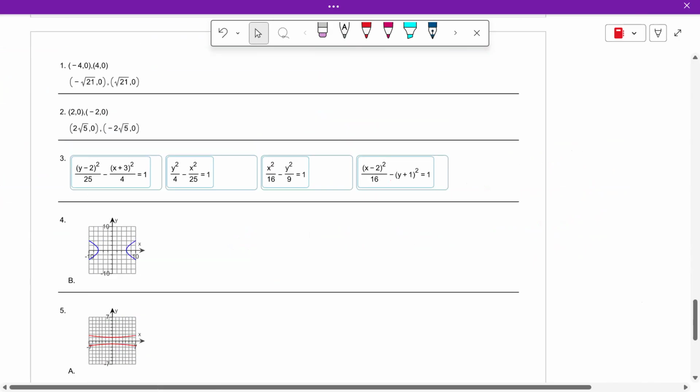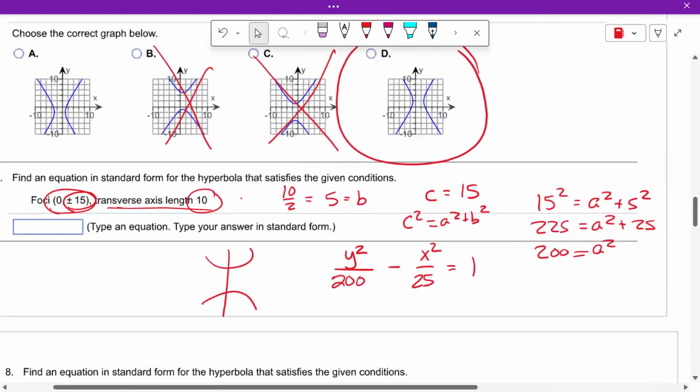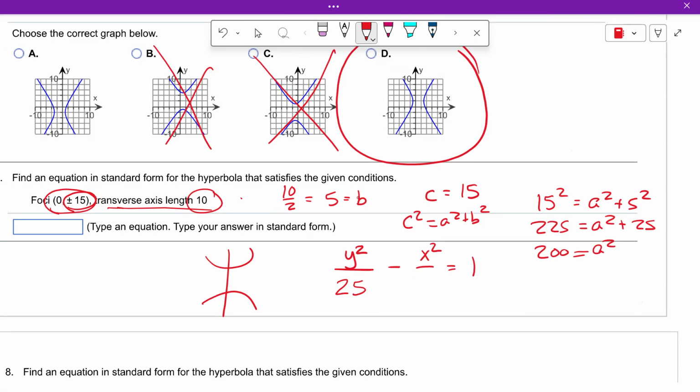So the transverse axis is the major axis, not the minor axis. So this is actually A, not B. So that's why it's 25 and 200. Sorry about that. So this is B, B, B squared.